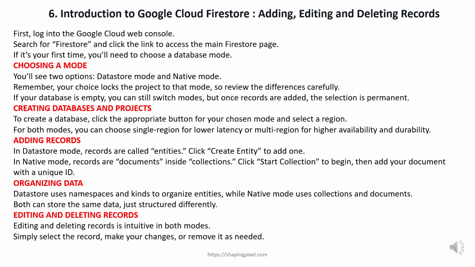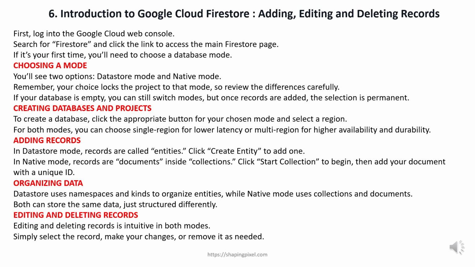In Data Store mode, records are called entities. Click Create Entity to add one. In Native mode, records are documents inside collections. Click Start Collection to begin. Then add your document with a unique ID.